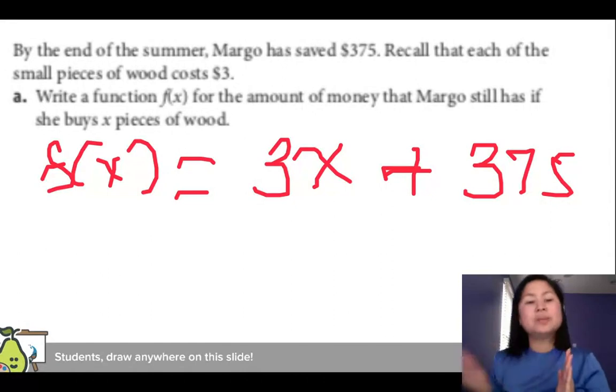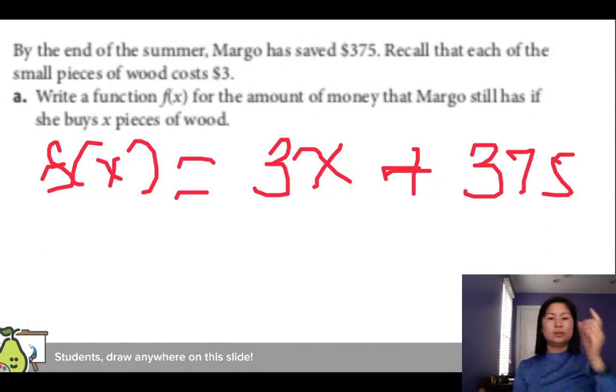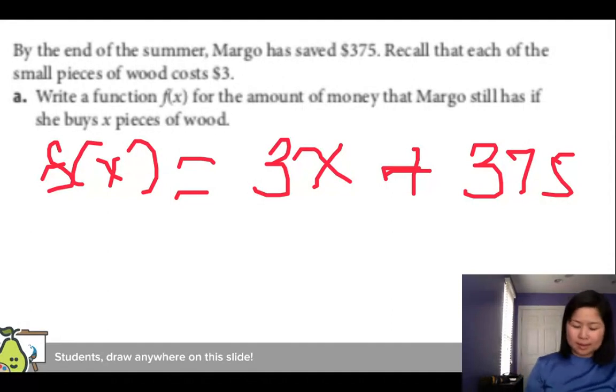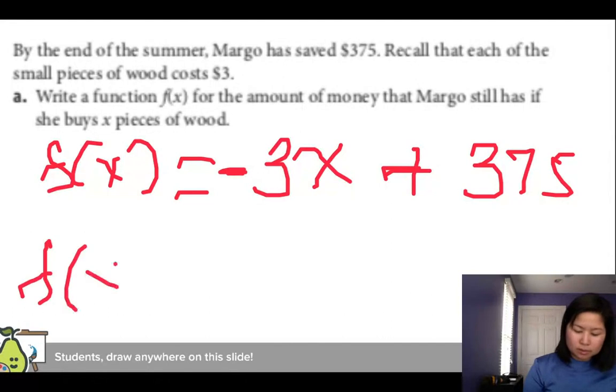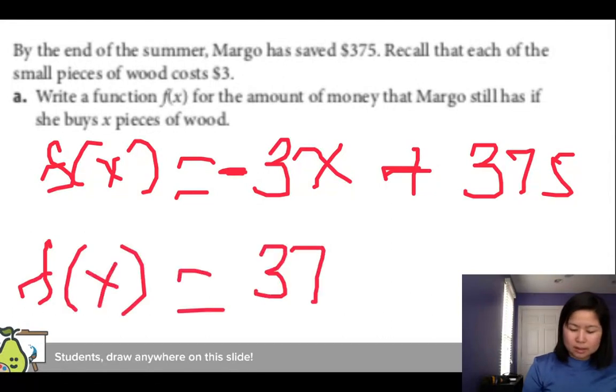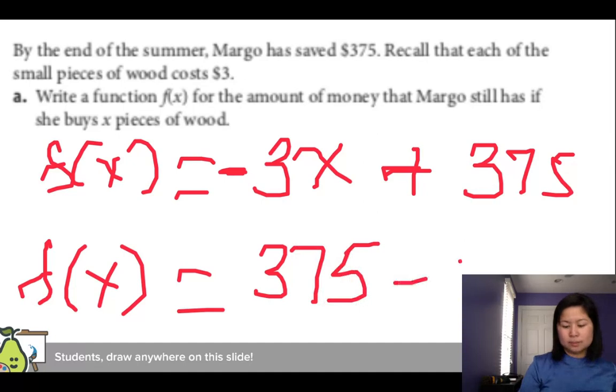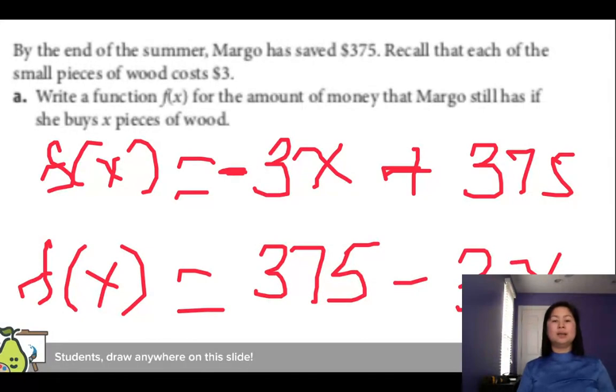She's going to spend that money. So think about when you spend money, what happened to your rate? If you're going to spend money, it's going to be negative, correct? Zenobia, thank you. So it's going to be negative. So your function, instead of the 3, because I'm buying, I'm spending, that's going to be negative. So what you gave me is fine, but because I'm spending my money, I have negative 3. Another way for you to write this one, if it makes sense: I start with 375 and I'm going to spend the money. So that would be my equation.